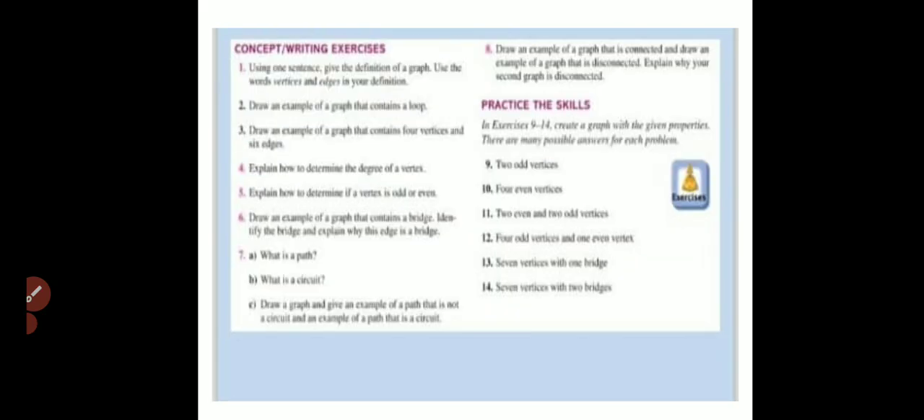Next, here we have some exercises. If you practice these exercises, it would be better to study the basic concepts of graphs before the paper on graph theory. So it will be very useful for you for studying the paper.